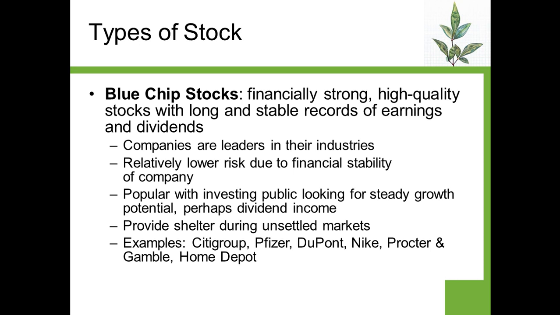These types of stocks are provided by Citigroup, P&G, Pfizer, DuPont, Nike, Procter and Gamble, and Home Depot. These organizations offer blue chip stocks. It means that Citigroup, Pfizer, DuPont, Nike, Procter and Gamble, and Home Depot are leaders in their industry.